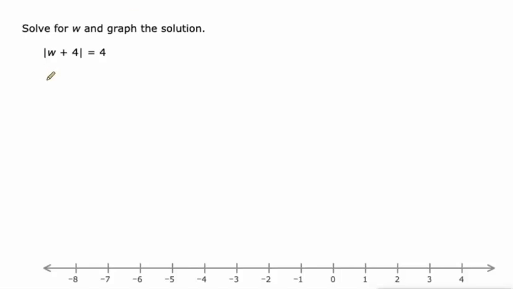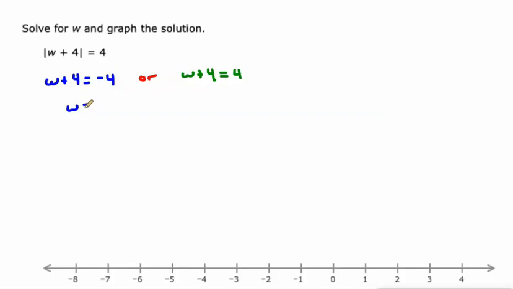So here we go. First job is you always get the absolute value quantity isolated. That's already done for us here. So then we write two equations. We say that that quantity inside the absolute value symbols could be -4 because the absolute value of -4 is 4, or that quantity could be +4 because the absolute value of +4 is 4. And then we solve each one of those equations.